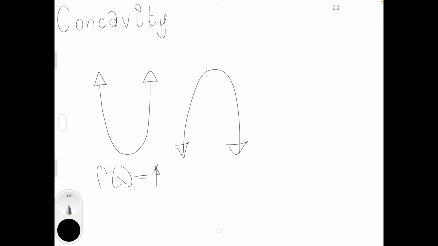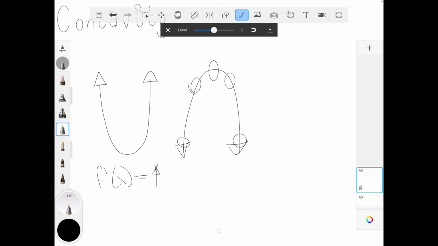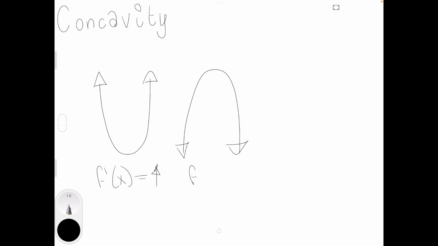Now for the concave down, it's the opposite. You go from a super positive, super steep slope, positive, less steep slope, 0, negative, less steep slope, negative, super steep slope. So that's decreasing. When it's decreasing, that means this first derivative is decreasing.